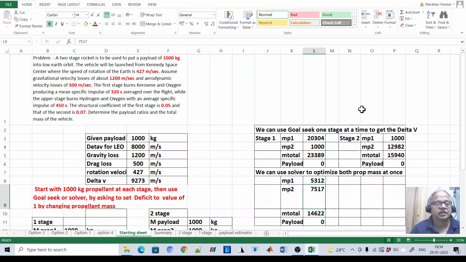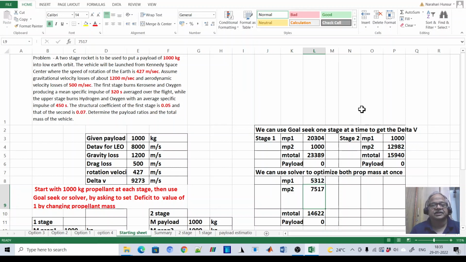Hi. Today we are going to talk about how we can use a simple tool like Excel to try and optimize the mass distribution in a two-stage rocket. This is a pretty simple toy problem, but it explains most of the things which go into designing a launch vehicle. Most of the intricacies about choosing the mass ratios, the structure ratios, and things like that.